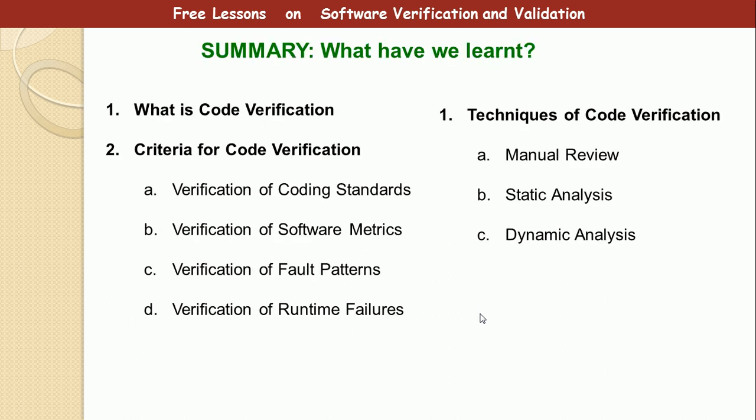All right, a brief recap of what we've learned today. One, we've looked at what code verification is: checking of your source code for errors and conformance to guidelines and rules. Various criteria include coding standards, software metrics, fault patterns, and runtime failures. We have three techniques we've discussed. Manual review, we have the static analysis, and then we have the dynamic analysis.